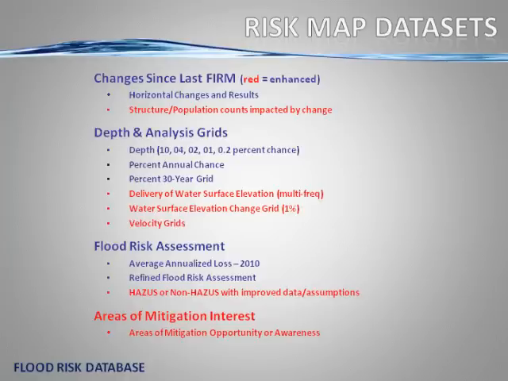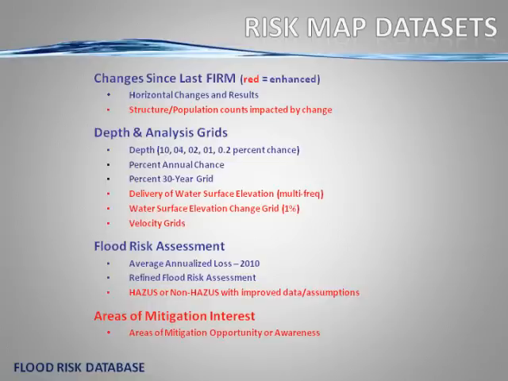And the refined flood risk assessment. The average annualized loss is calculated in a software called HAZUS. It's a hazard software to actually quantify damages in a geographic format. It's a very powerful tool. A lot of data from HAZUS goes into hazard mitigation plans for certain counties.